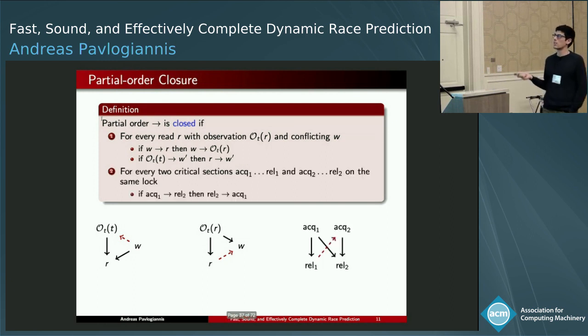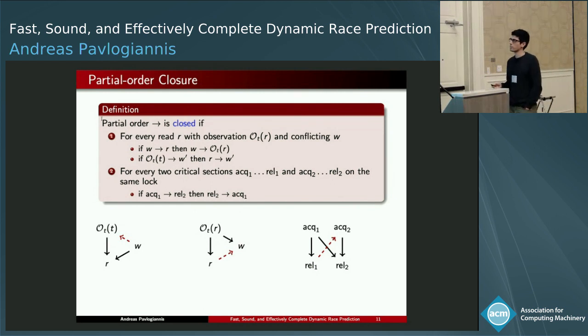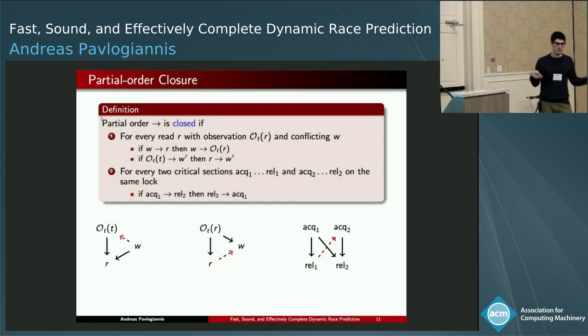Right? And the second condition is in order to respect critical sections and lock semantics. The idea is that if you have two critical sections on the same lock, and the acquire of the first is ordered before the release of the second, then the release of the first must be ordered before the acquire of the second. Right? Now, a partial order might be closed or not. What we know is that if the partial order is realizable, then there is a unique minimal strengthening of the partial order that takes it to a closed partial order. And we call this strengthening the closure of the initial partial order.